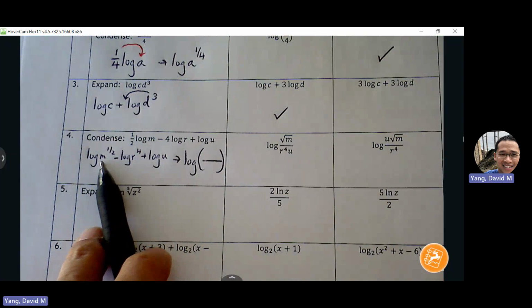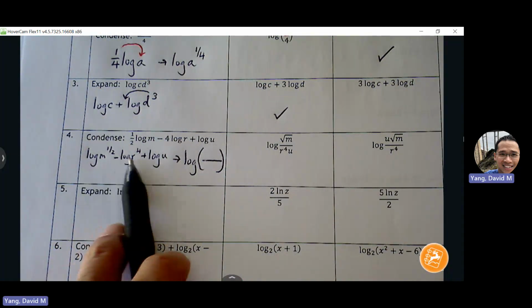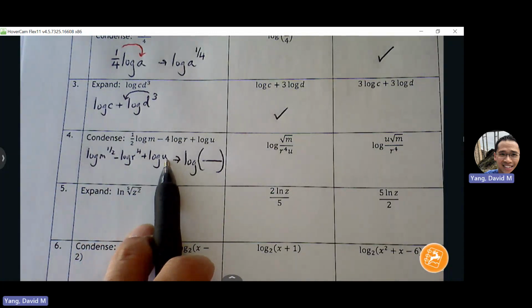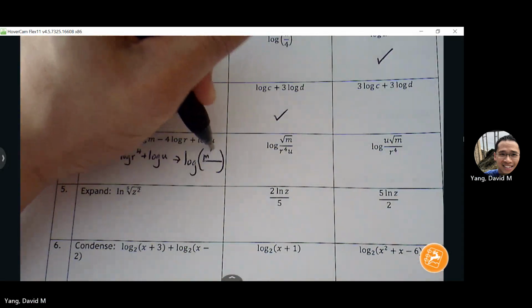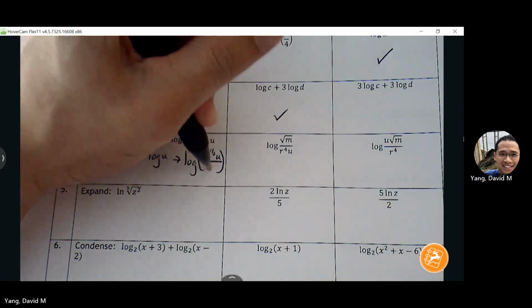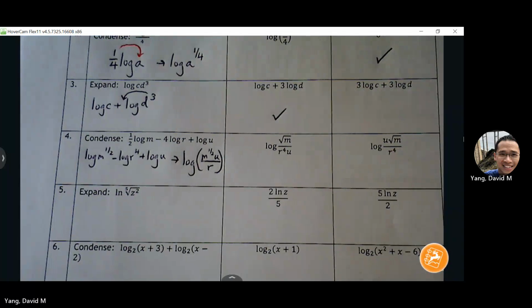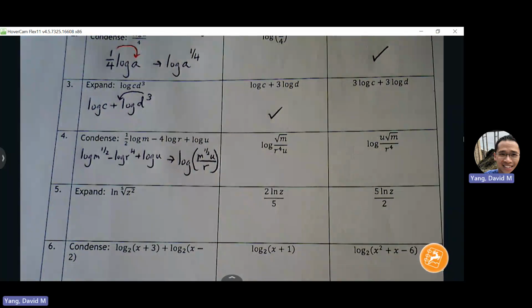So M is part of a positive log. This goes up top. R is part of a negative log, so that goes below. U is part of a positive log that goes above. M to the 1/2 is taking from M.